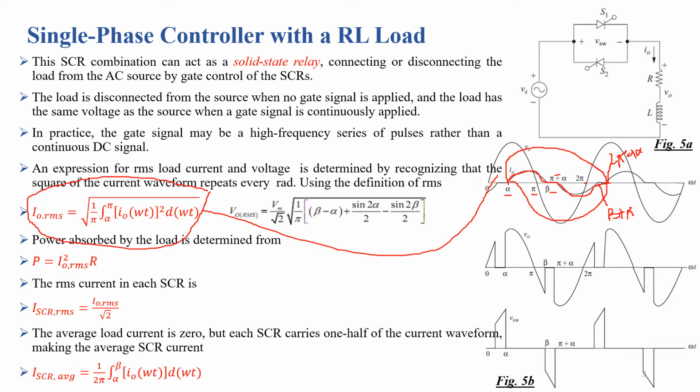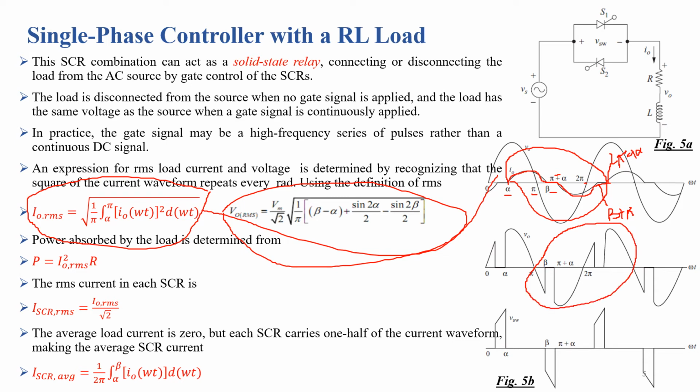And so far, for the calculation of output RMS voltage, we can apply the RMS definition on one complete cycle of the output voltage. So let's take a complete cycle of output voltage, which is this one. I'm taking this one.